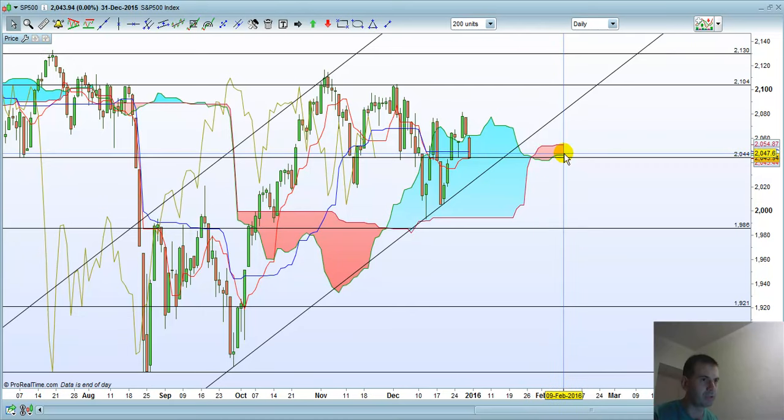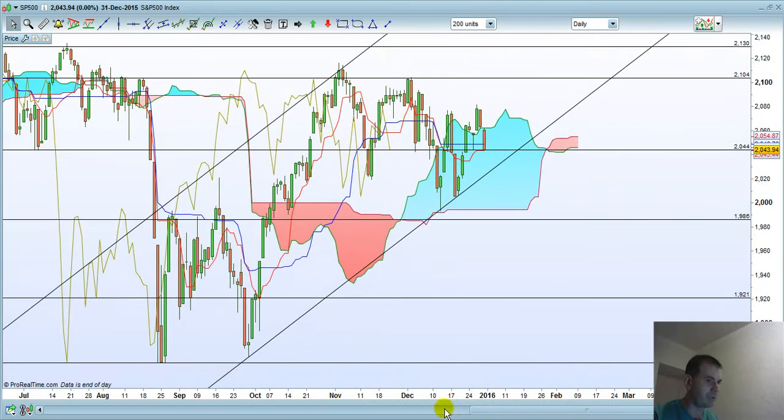The future cloud is crossed on the bearish side. Tenkan-sen line moves in horizontal direction under the Kijun-sen line. Also the Tenkan-sen line declines.